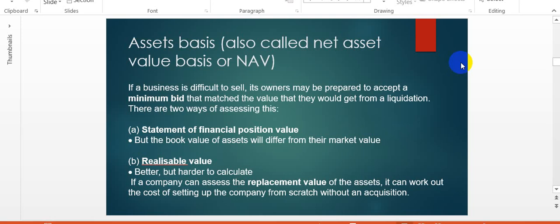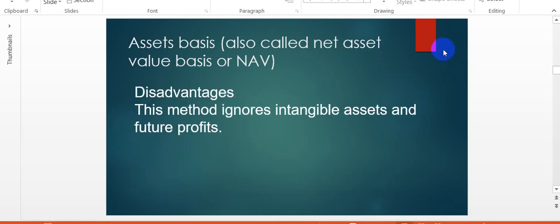You could also use the realizable values, though this one is harder to calculate. But if a company can assess the replacement values of the assets, it can work out the cost of setting up the company from scratch without an acquisition. The asset basis has some disadvantages. One of these disadvantages is that this method ignores intangible assets as well as future profits.